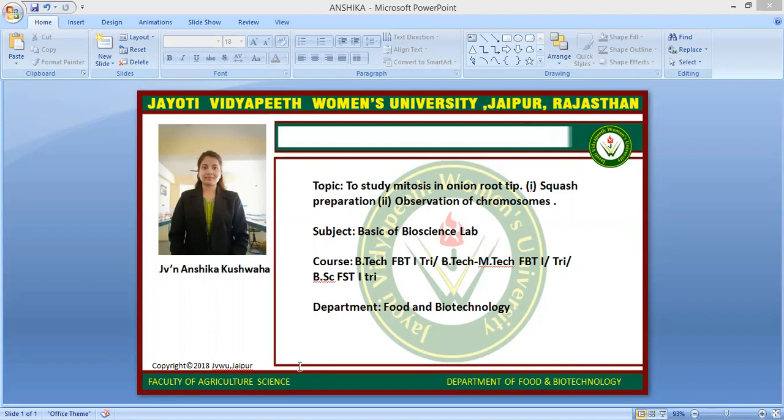So the procedure is: take an onion plant with newly sprouted root, cut the root using scissors, then fill 2 by 3 of the tube with 1 N HCl using a dropper. Place the tube in a 60 °C water bath and incubate for 12 to 15 minutes. Remove the tube from the water bath. Discard the HCl from the tube. Then rinse the root tip with distilled water.